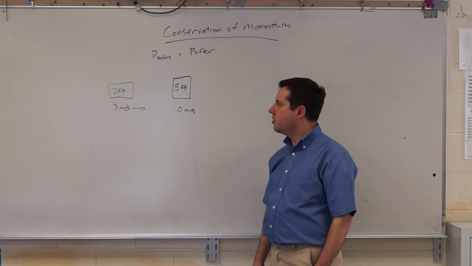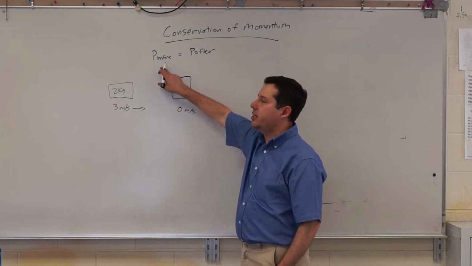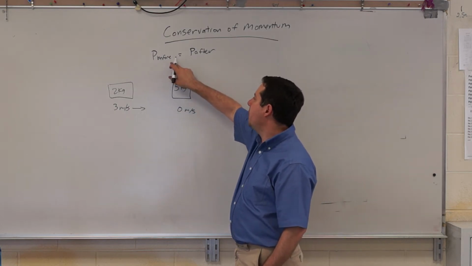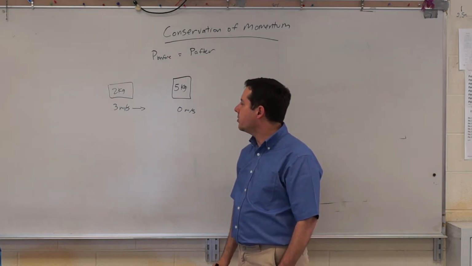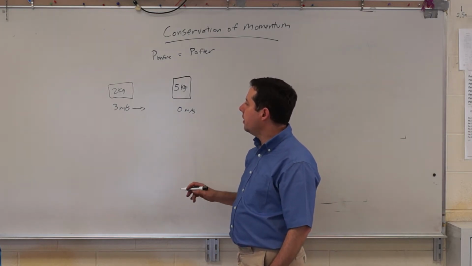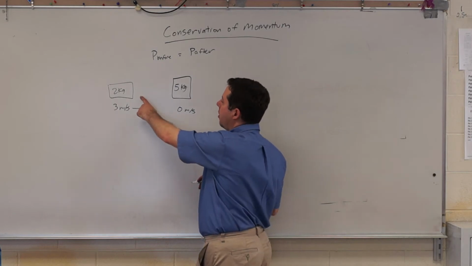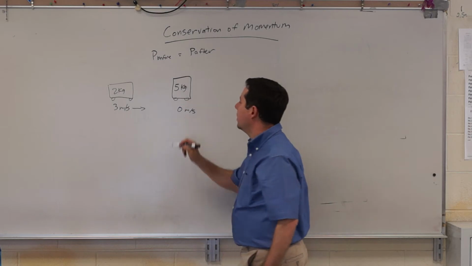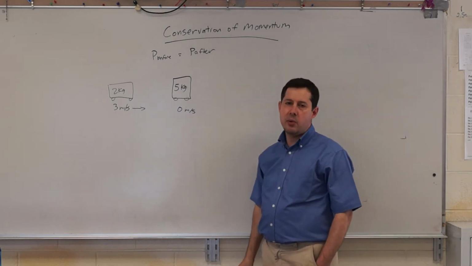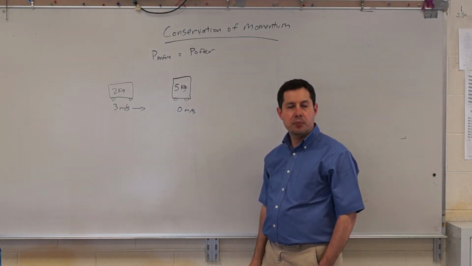But what conservation of momentum says, and this is the only equation you'll see in the reference table, is momentum before equals momentum afterwards. So let's think about this, right? Before the collision, we have a 2 kilogram car. I'll make it a car, right? We'll put little wheels on it. That's going to collide with a 5 kilogram car.